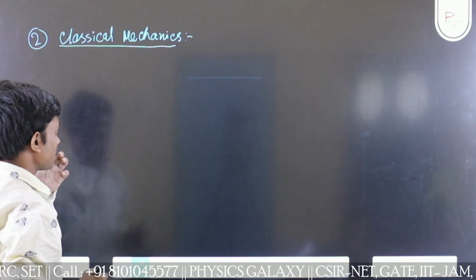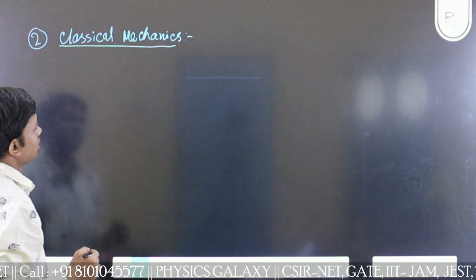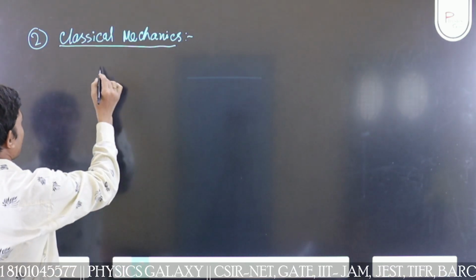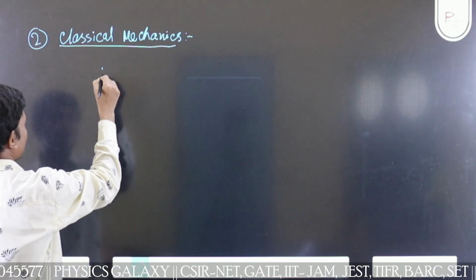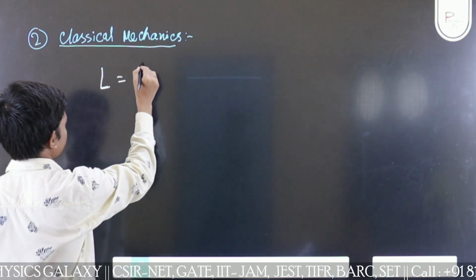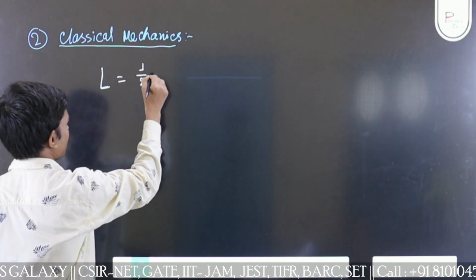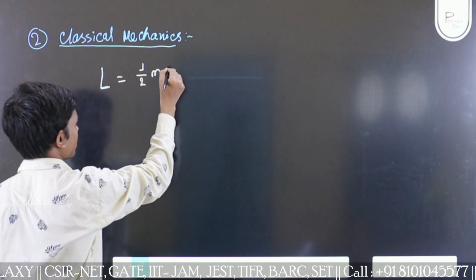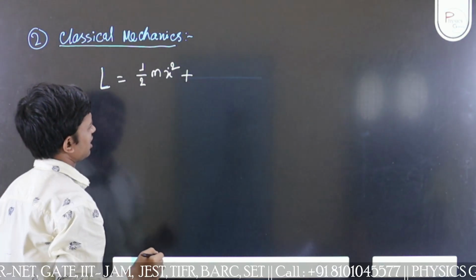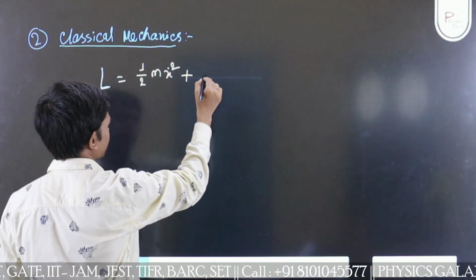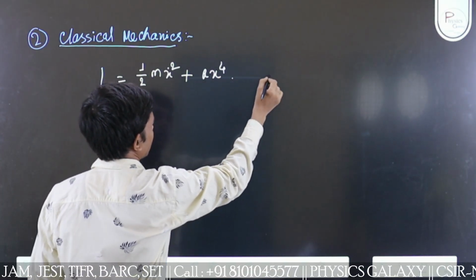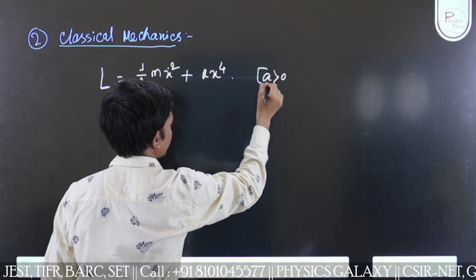The middle professor asked me to write down the Lagrangian. I wrote L is equal to, with m x dot square as the kinetic part of the system, and they introduced a new type of potential as a x to the power 4, where a is a positive constant.